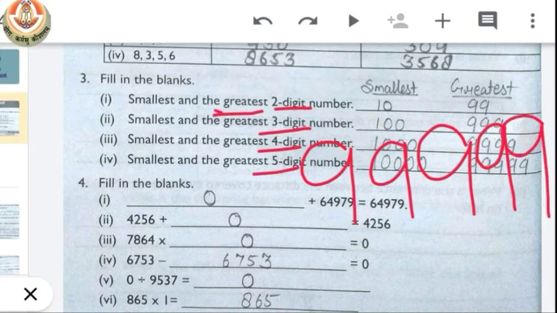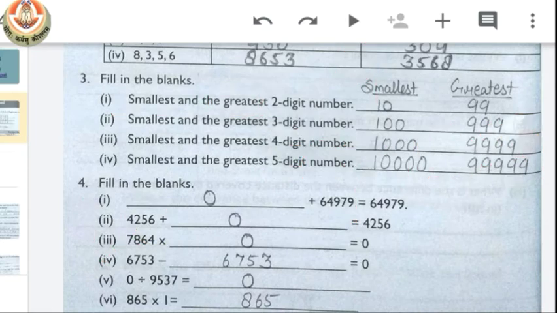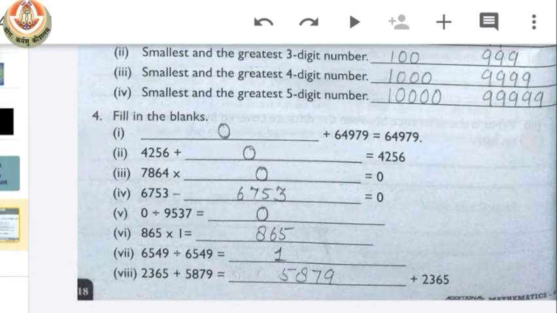Means for making the greatest number, we have to use only 9. And for the smallest, we have to use 1 and 0. Okay, class? Now, the next questions are blanks. We have to fill the blanks.